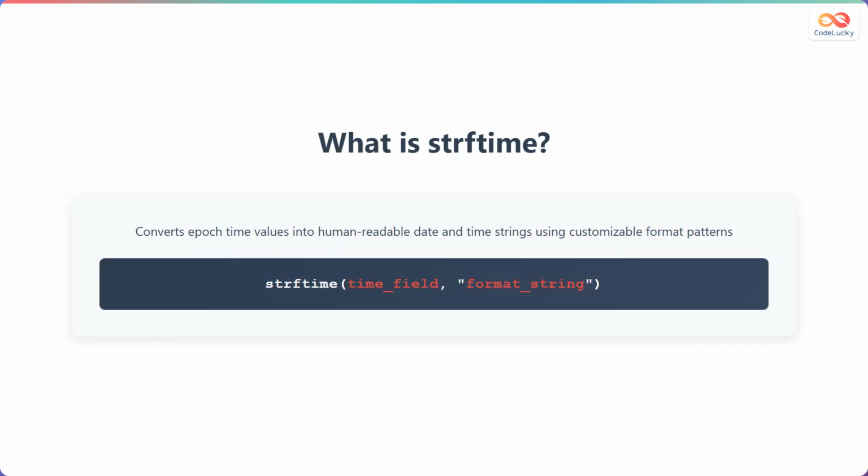The strftime command stands for string format time and serves a crucial role in data analysis. It converts Epoch time values, which are numerical timestamps representing seconds since January 1, 1970, into readable date and time formats. The basic syntax follows a simple pattern. Strftime takes two parameters, the time field you want to convert and a format string that defines how the output should appear. This flexibility makes it invaluable for creating user-friendly reports and visualizations.